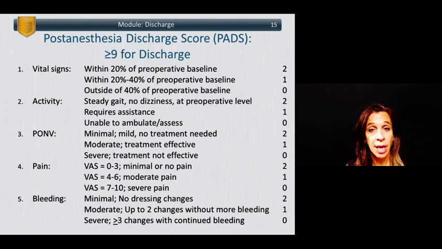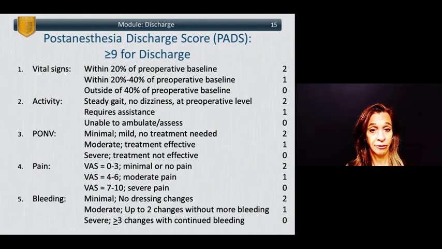This looks at vital signs, activity, post-op nausea and vomiting, pain, and bleeding. If one's vital signs are within 20% of preoperative baseline, then one gets a full score of 2. Within 20 to 40% of preoperative baseline, a score of 1. And if outside of 40%, a score of only 0, or no score. Activity, rather than looking at whether one is moving extremities, one looks at total activity.